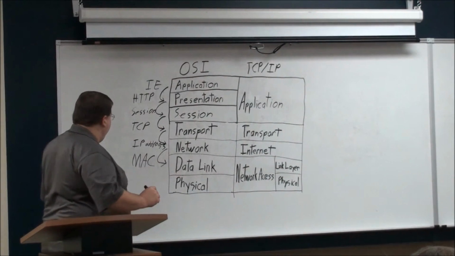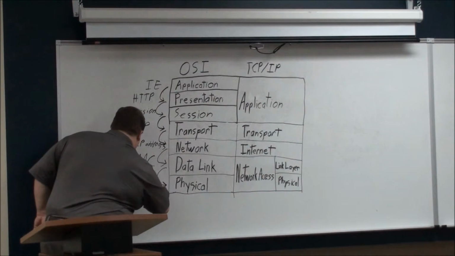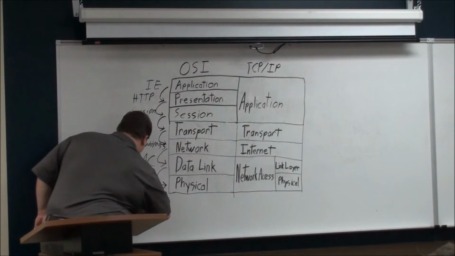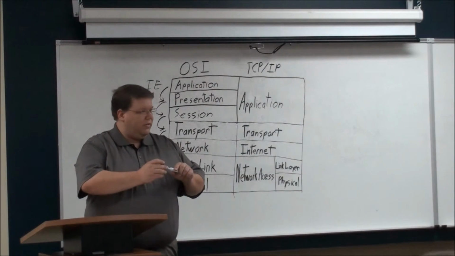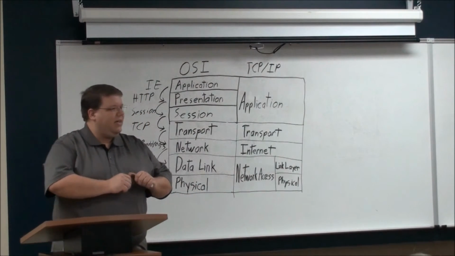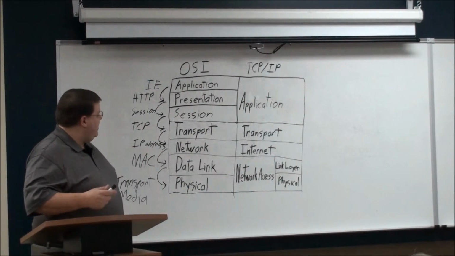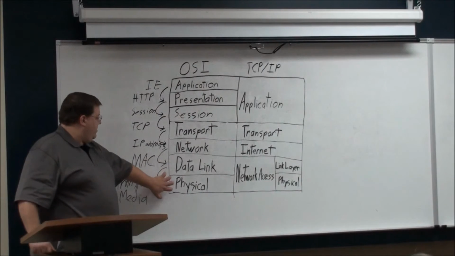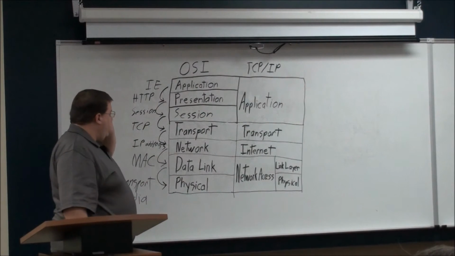And then we go down and we have the physical, and that is your transport media. Now, that can be anything from a copper wire, such as in the case of Category 5 or Category 6, Cat 3 wire. It can be a wireless signal in the case of wireless. So, this is just a very generic term that can mean a lot of different things. It could mean fiber, it could mean wireless, it could mean copper.